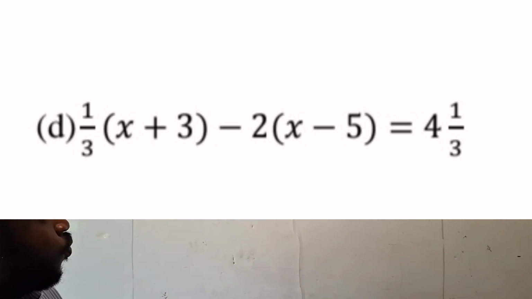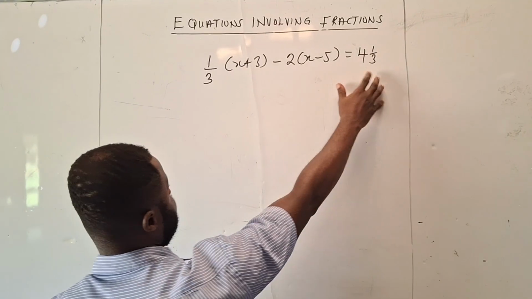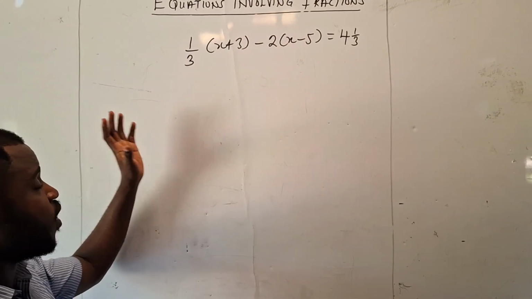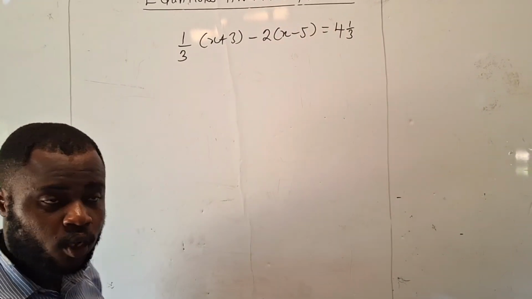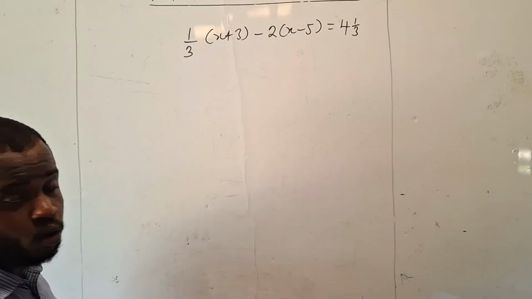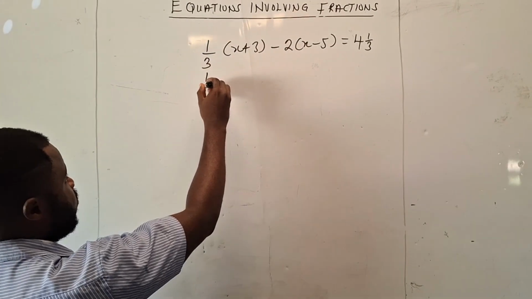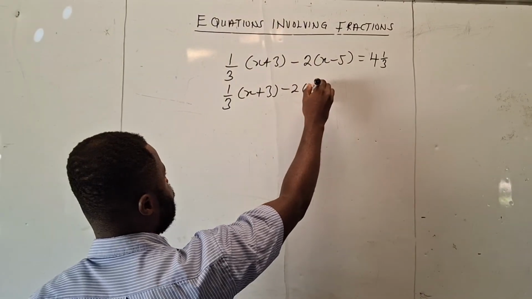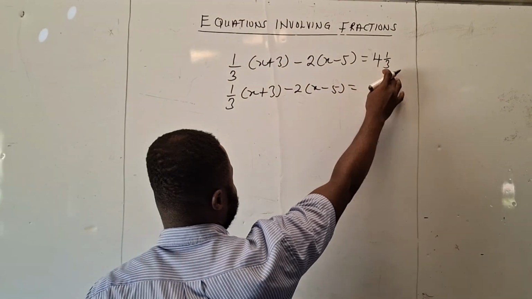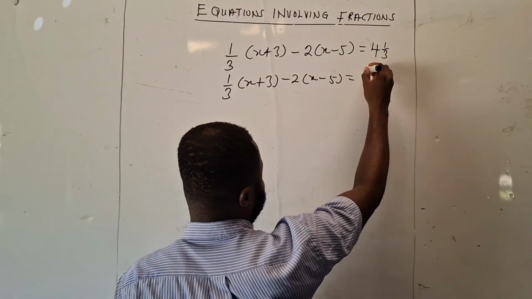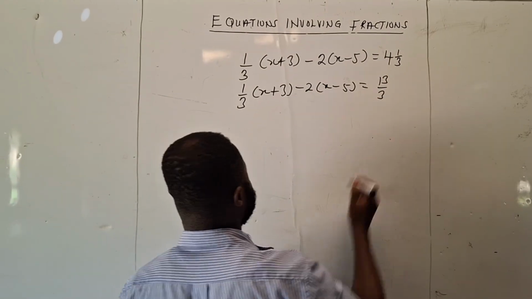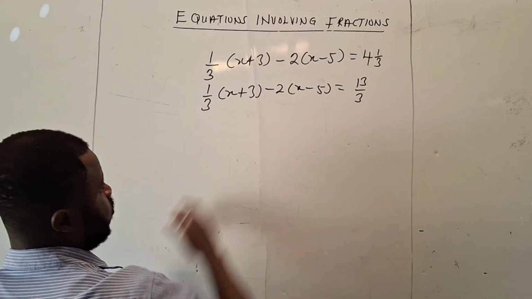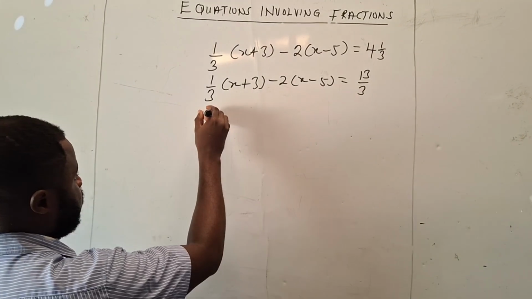So with this, we can see that there's a mixed fraction in this equation. So before we solve this kind of equation, the first thing is to change this mixed fraction into improper fraction before we multiply through by the LCM. So we repeat this, minus 2x minus 5. Now 4 times 3 is 12 plus 1, 13. So we get 13. So the LCM will be 3, since the denominators are 3.